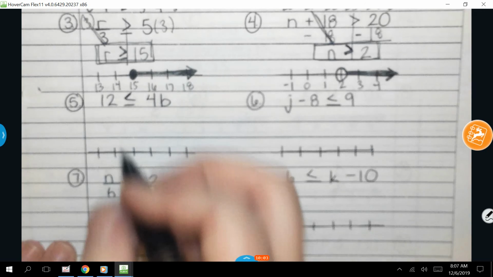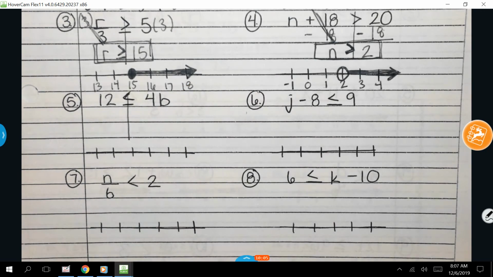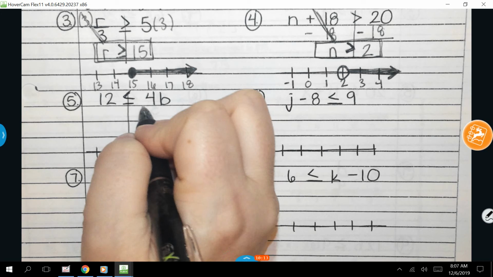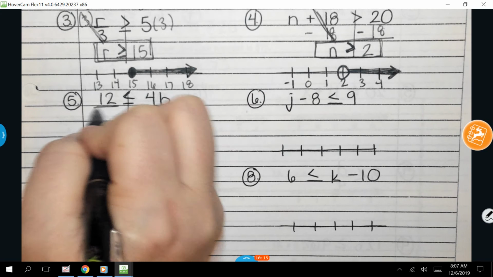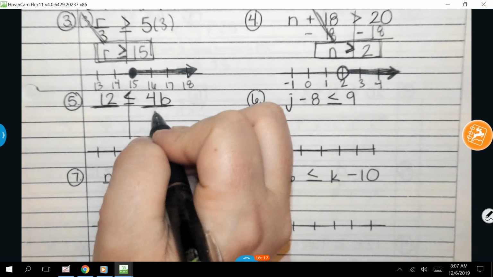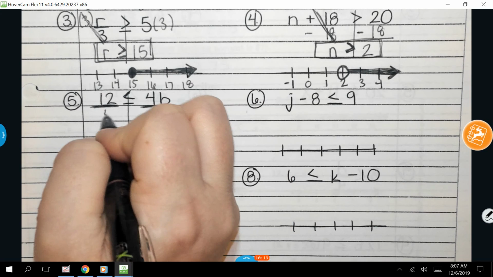Number 5, draw our line. What operation is happening here on number 5, Lane? Multiplication. Opposite is? Division. Perfect. So it's multiplying. We're going to do the opposite. What am I dividing by, Lane? 4, because that's next to my letter.